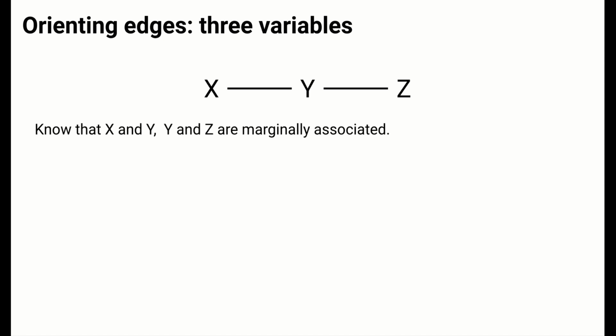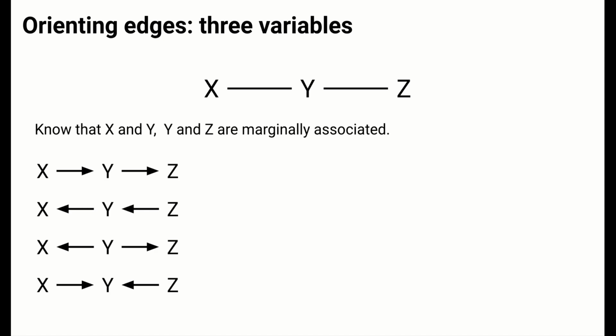If we have this x, y, z skeleton, we know that x and y are marginally associated and that y and z are marginally associated. So the arrows could fit any of these four patterns. We can distinguish between these four possibilities using a conditional independence test, like regression in certain settings.